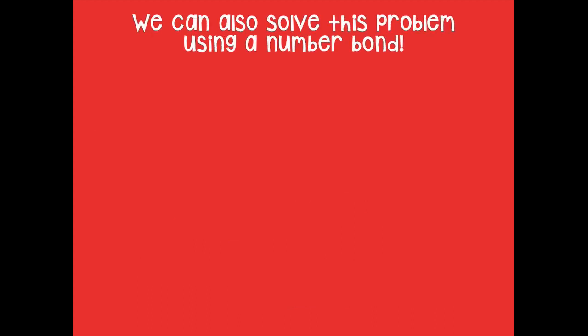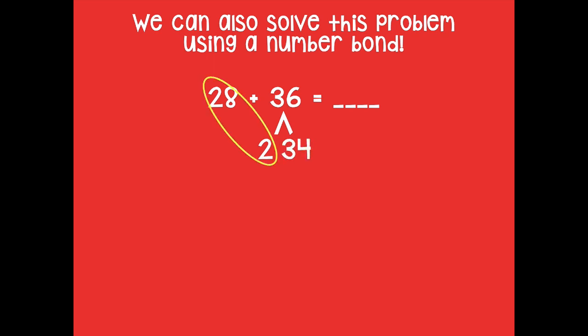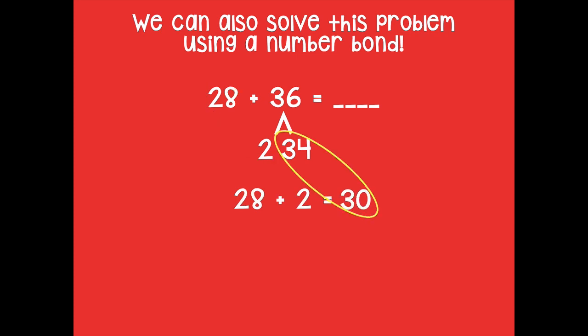Okay? All right, so we can also solve this problem using a number bond. Remember how we talked about this in previous lessons. So we can break apart my 36 into 2 and 34. And the reason for that, again, just like we did with our tape diagram, is we're trying to make that 28 a friendly number of 30. So if I have 28 plus 2, that gives me 30. And then I have to add together what's left, and then I get back to 30 plus 34, which equals 64. So this is the same way that we just did the tape diagram. We just modeled it differently.